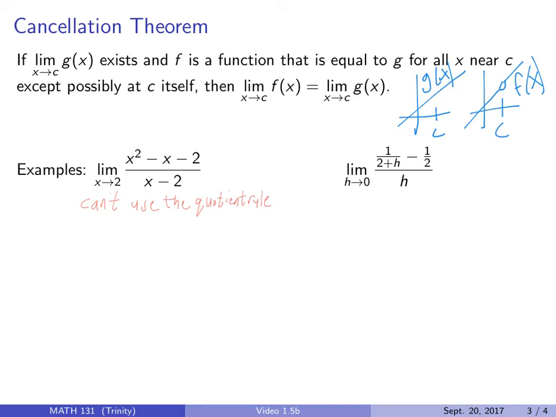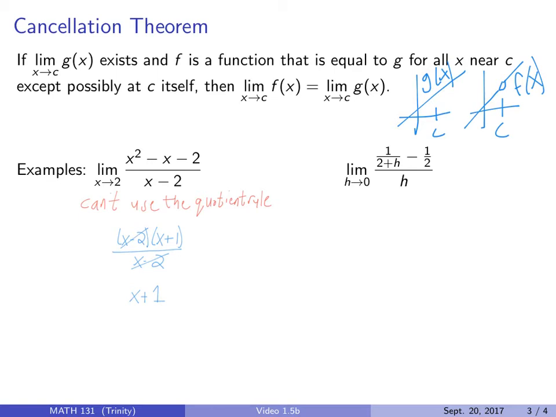So with the first example, we might notice that we can factor the numerator into x minus 2 times x plus 1, over x minus 2, so that we can cancel the x minus 2 in the numerator and denominator. Hence the name of this theorem being the cancellation theorem, where all we'd be left with is x plus 1.